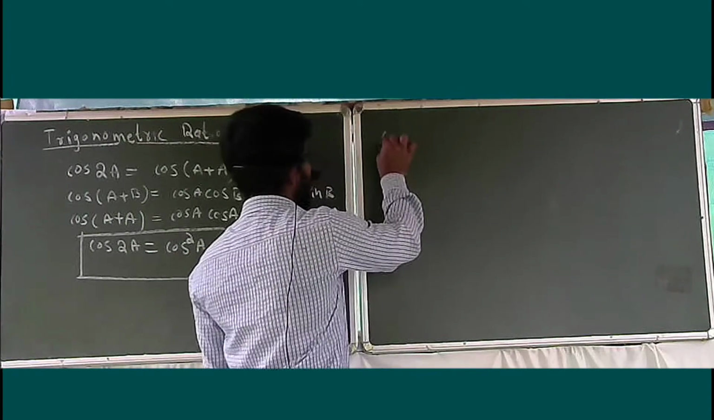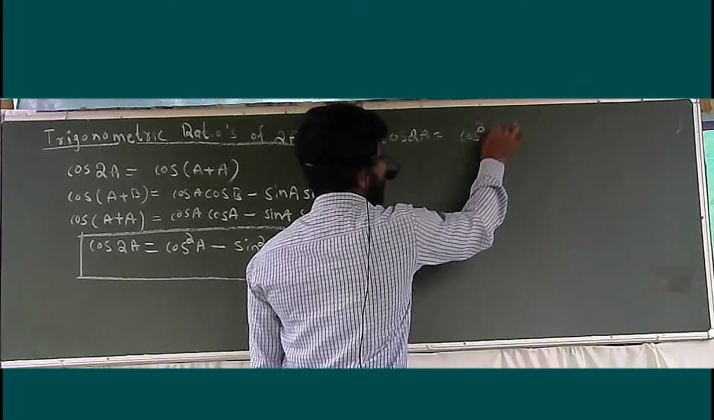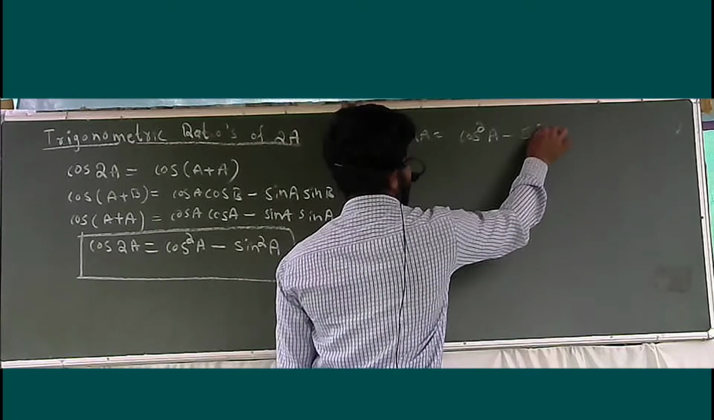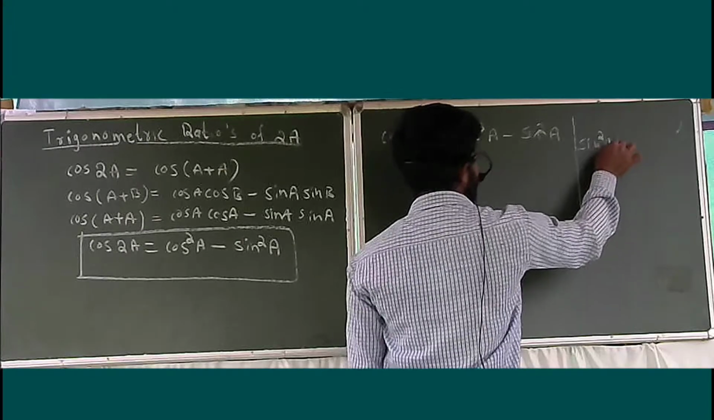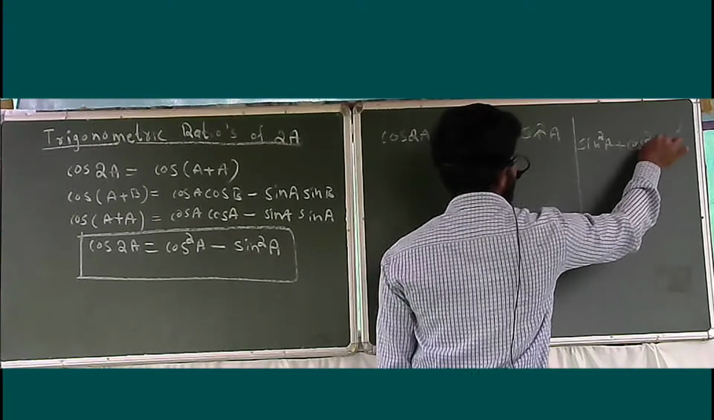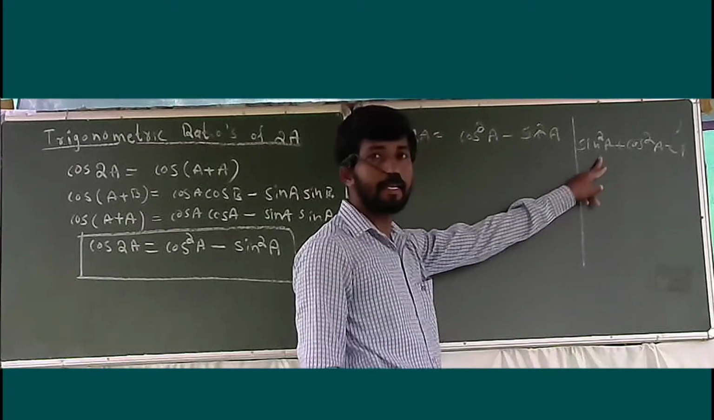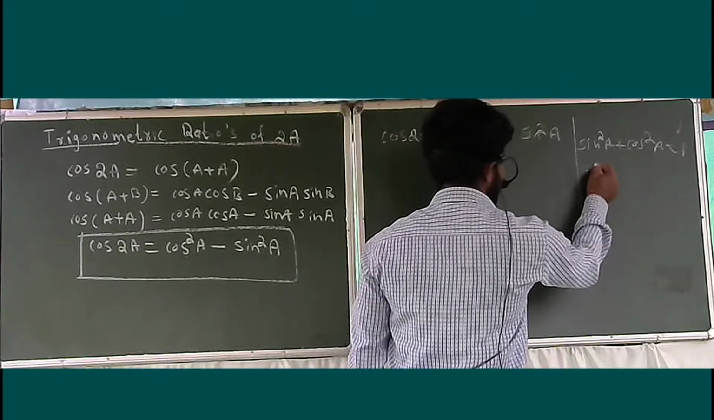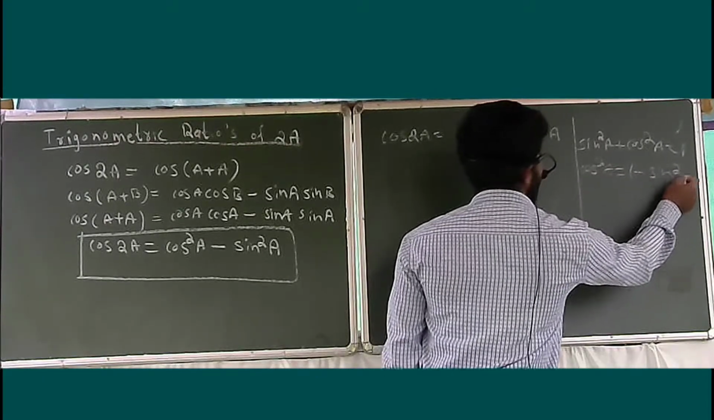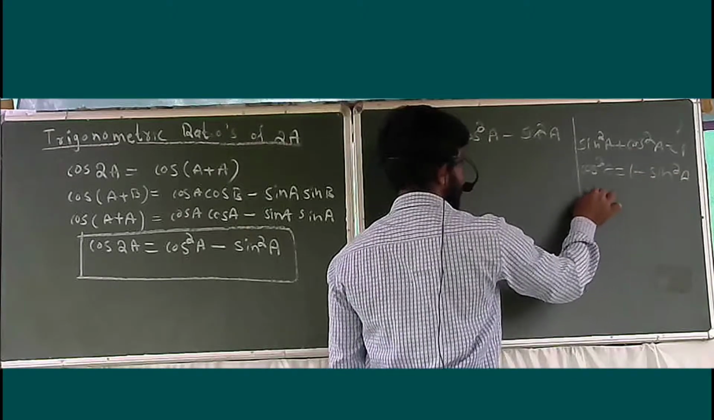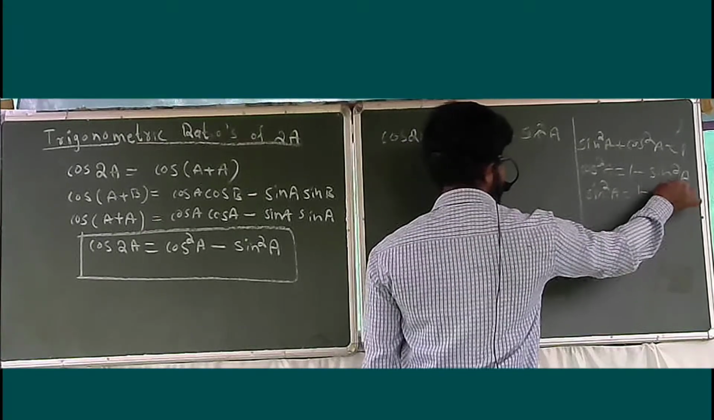Now see, we have cos 2A is equal to cos square A minus sin square A. We have the trigonometric identity sin square A plus cos square A equal to 1. By this identity, cos square A can be written as 1 minus sin square A. And how to write sin square A? Sin square A is equal to 1 minus cos square A.